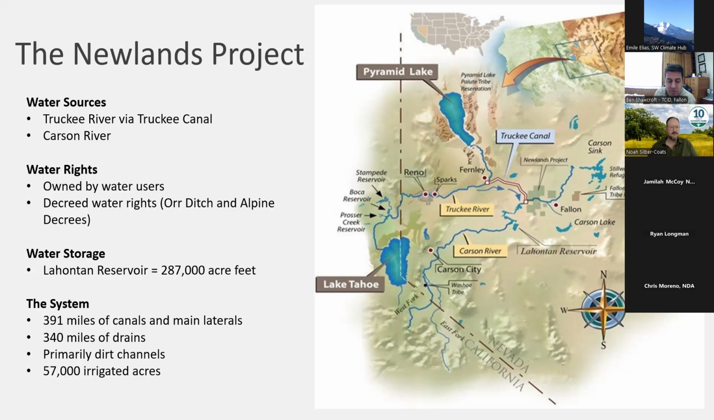Our system is primarily just earthen ditches and canals. About 391 miles of canals and laterals that the irrigation district here operates and maintains. Our water users are all flood irrigators, so we're not doing any kind of business with pumping groundwater, and we actually have no pumps throughout the system to deliver water. So it's all simply through check structures and flood irrigation.